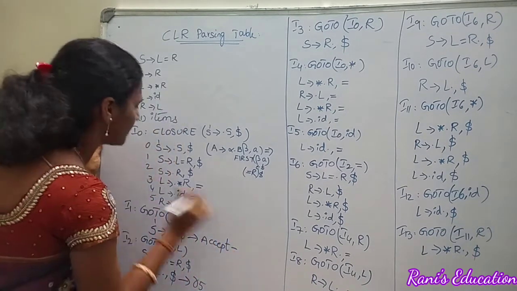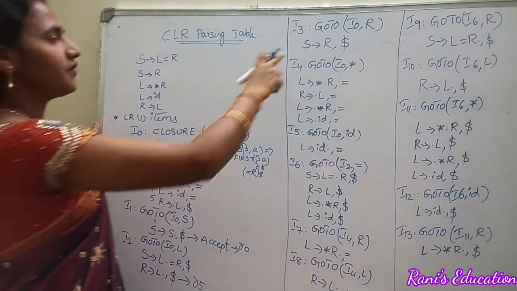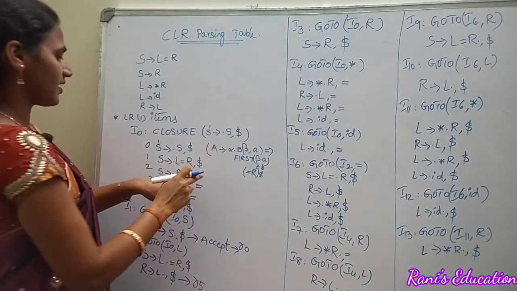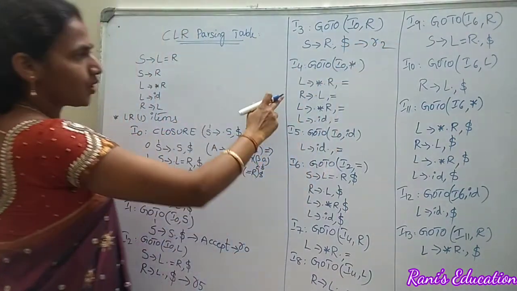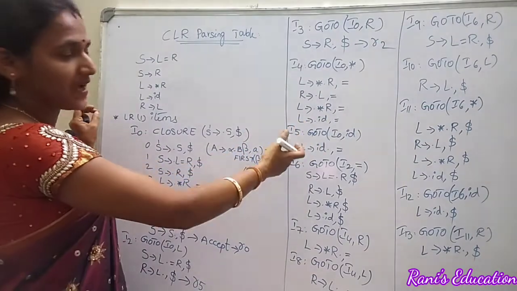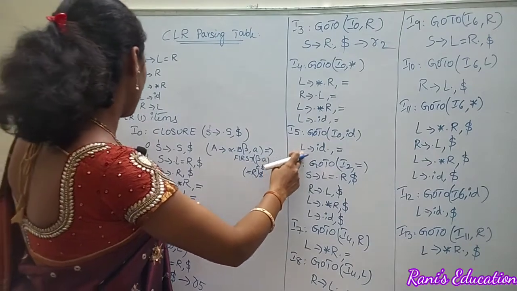What is the reduction number for this? R0. Go for I3, which is also a completed one. Reduction number is R2. So in I4 we didn't get any completed items. Go for I5, yes, which is a completed one. So the reduction number is R4.